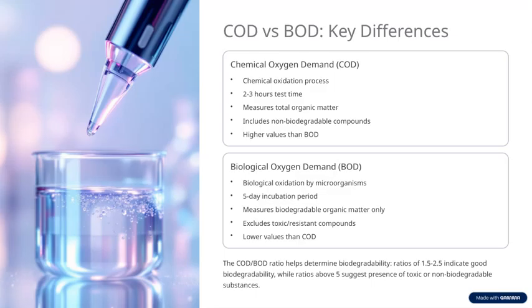Let's take a closer look at the key differences between COD and BOD. First, chemical oxygen demand, or COD, involves a chemical oxidation process. It typically takes about 2 to 3 hours to complete the test, making it a relatively quick method. COD measures the total organic matter in the sample, which means it includes both biodegradable and non-biodegradable compounds. Because of this, the values we get from COD are usually higher than those from BOD.